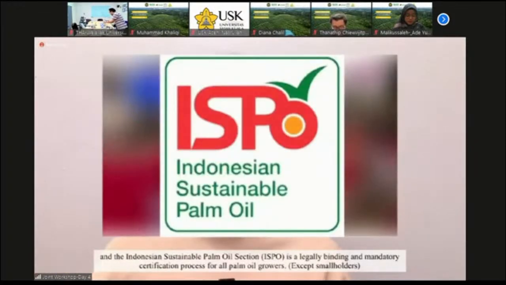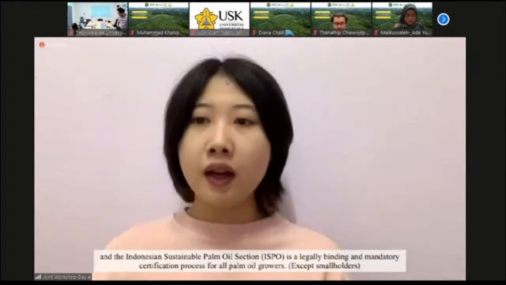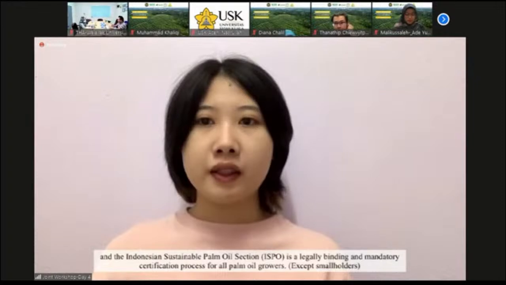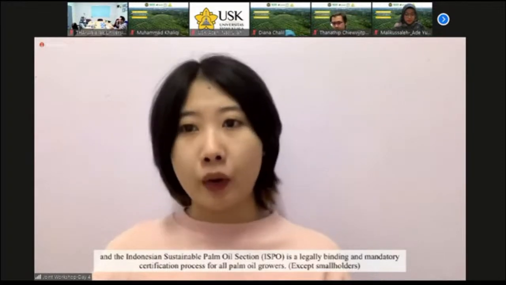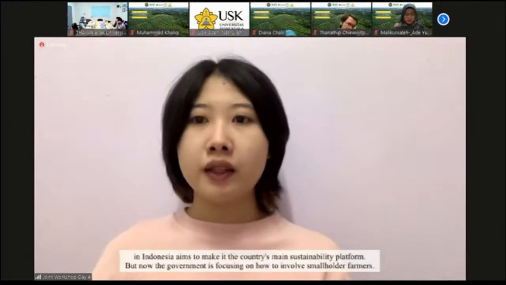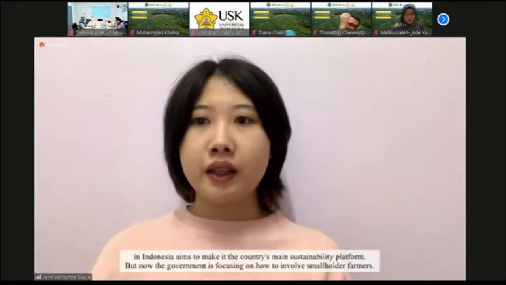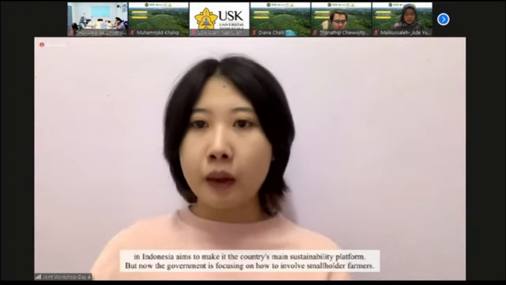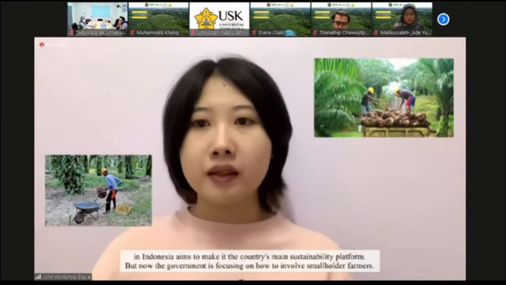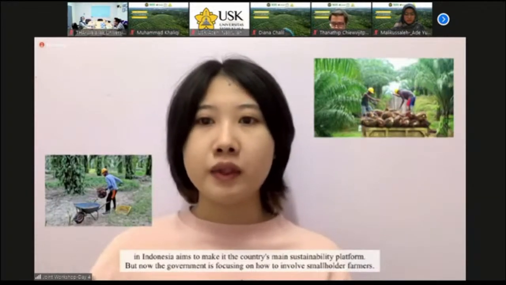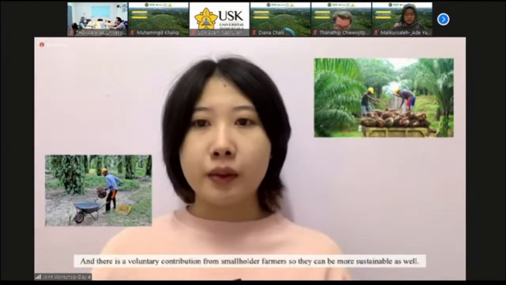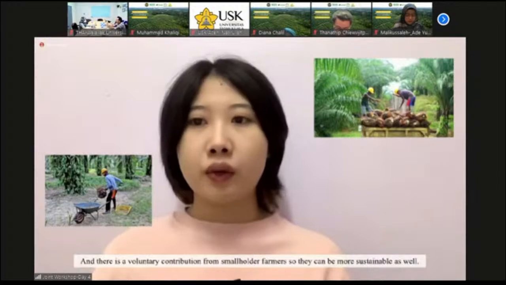And the Indonesian Sustainable Palm Oil or ISPO is a legally binding and mandatory certification process for all palm oil growers, except smallholders. Indonesia aims to make it the country's main sustainability platform, but now the government is focusing on how to involve smallholder farmers, and there is a voluntary contribution from smallholder farmers so they can be more sustainable as well.